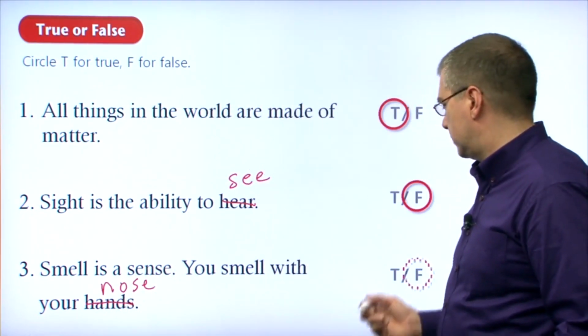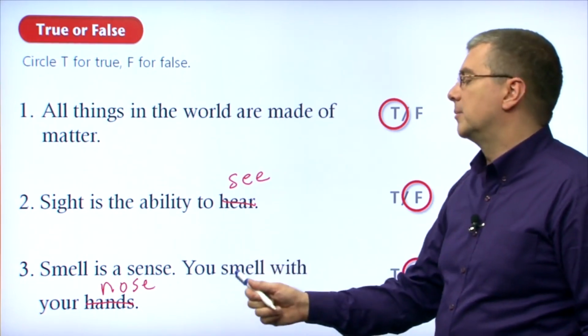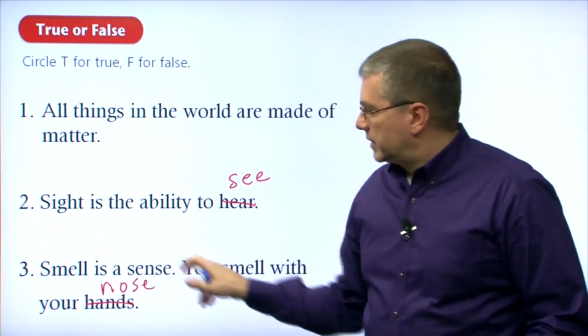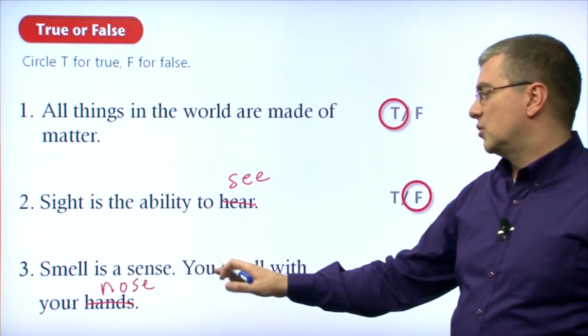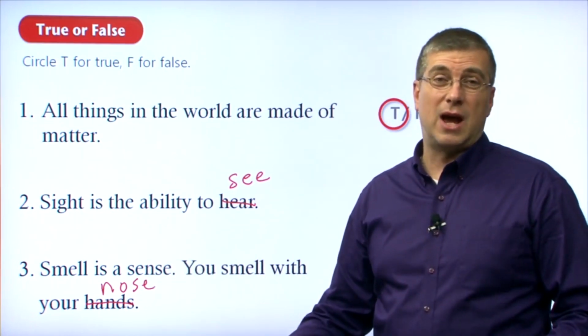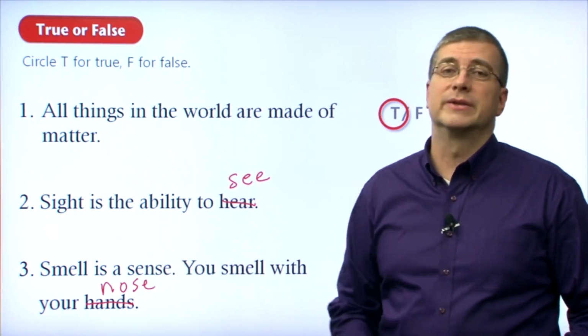So you smell with your nose, so that is false. If we change it up, you smell with your nose, not your hands. So that is false. Okay, and it's two sentences, so be careful. Smell is a sense, that's true, but you smell with your hands, that's false. So remember, you have to count both sentences, not just one sentence.